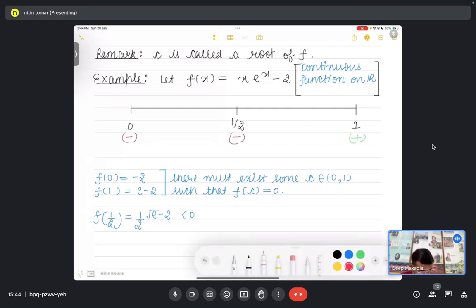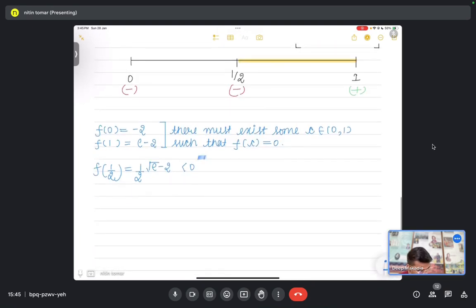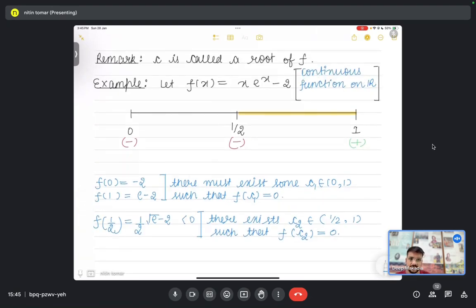So I know this interval is a wastage, so I should stick to the interval half and 1, exactly. So again by location of roots theorem, let's say this was c1, there exists c2 between half and 1 such that f of c2 will be 0. Am I correct? Now can you see what should happen hereafter, and at every stage what we are doing?